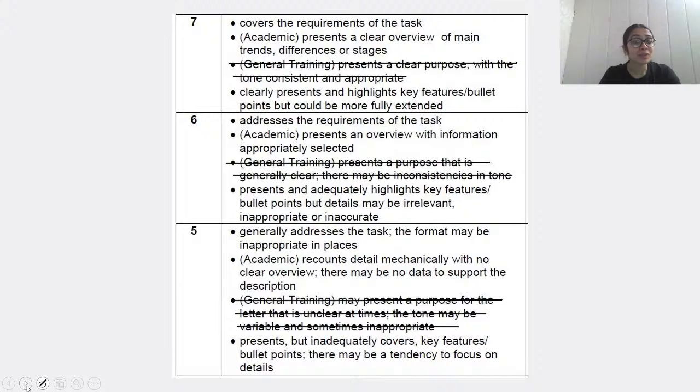Addresses the requirement of the question. That's true. Presents an overall view with information appropriately selected, but there weren't any trends and differences that were shown. Presents an adequately highlighted key features, bullet points, but details may be inappropriate.